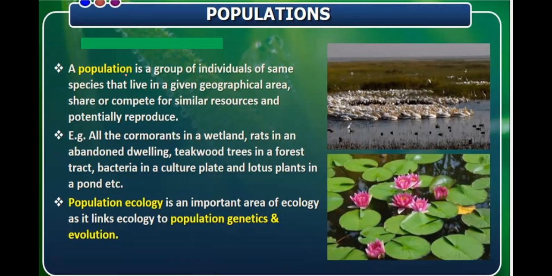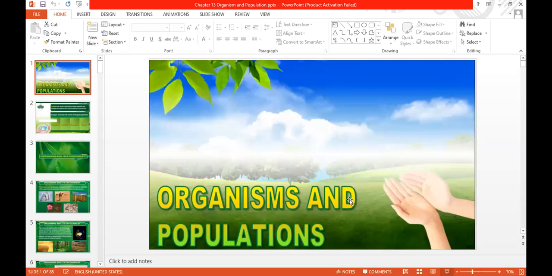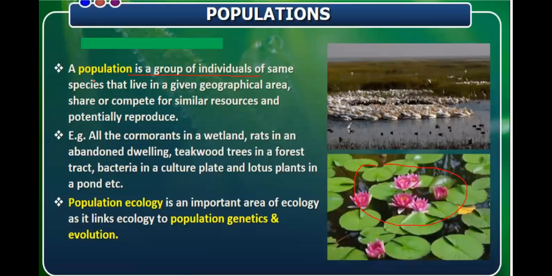A population is a group of individuals of the same species. This is, for example, the population of lotus plants in a pond. So a population is a group of individuals of the same species that live in a given geographical area.